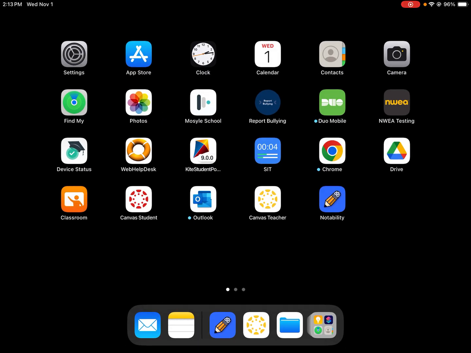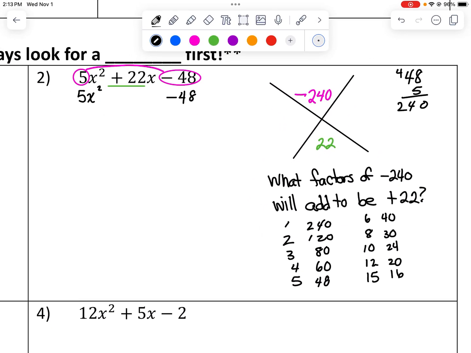I know that when you were in integrated algebra 2, they gave you a factor sheet, or maybe that was integrated algebra 1. Anyway, because this is a negative 240, because this was a negative 48, I want their difference. So what factors of negative 240 will add to be 22? I want their difference to be positive 22.